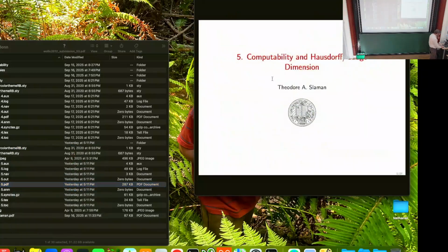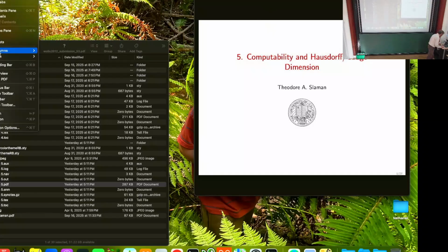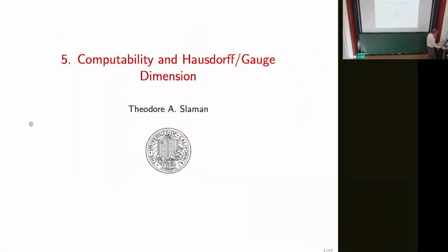So today, in my last talk, I was building up to this all week. This is the Hausdorff Institute. And so I wanted to end on a Hausdorff note. So I'm going to talk about computability and Hausdorff dimension, and in particular a generalization of Hausdorff dimension that's called gauge dimension.